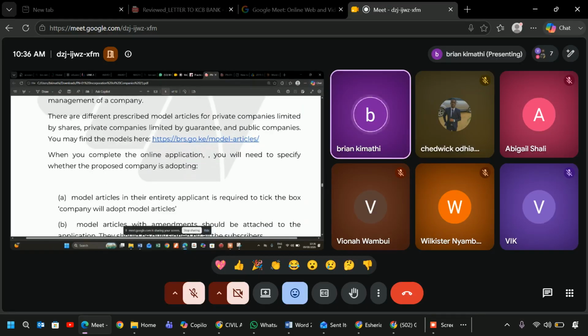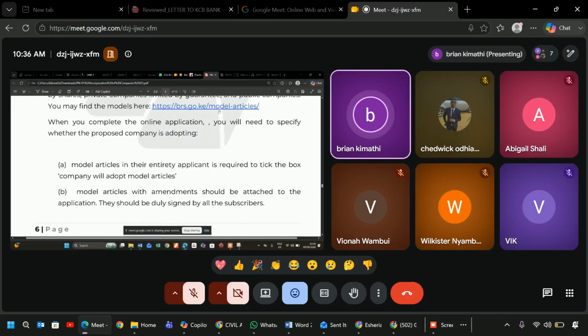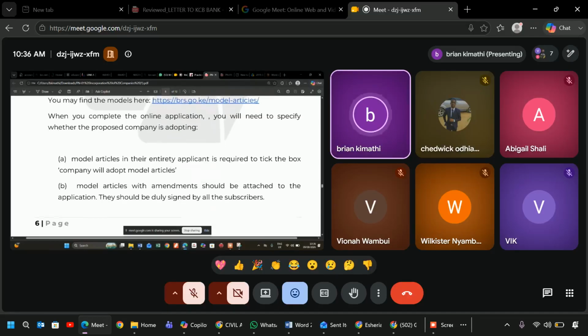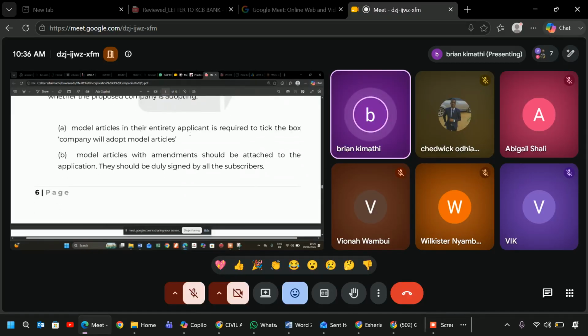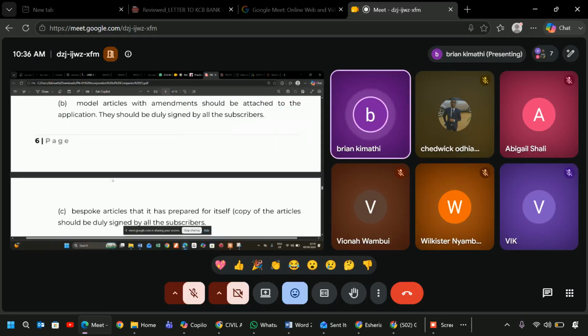There are different prescribed model articles for private companies limited by shares, private companies limited by guarantee, and public companies. You may find the models in here. When you complete the online application, you need to specify whether the proposed company is adopting model articles in their entirety. The applicant is required to tick the box: company will adopt model articles. Model articles with amendments should be attached to the application. They should be duly signed by all the subscribers.